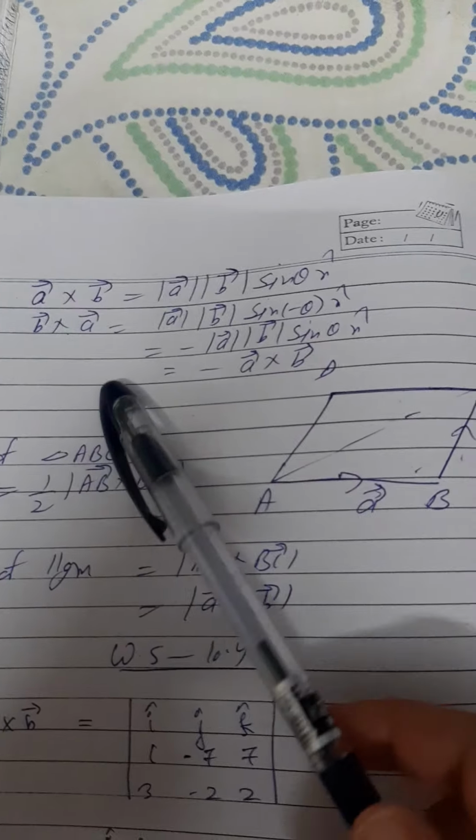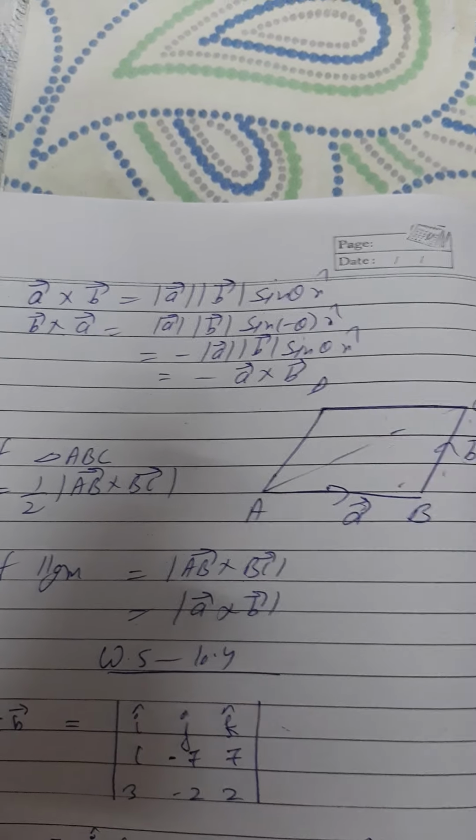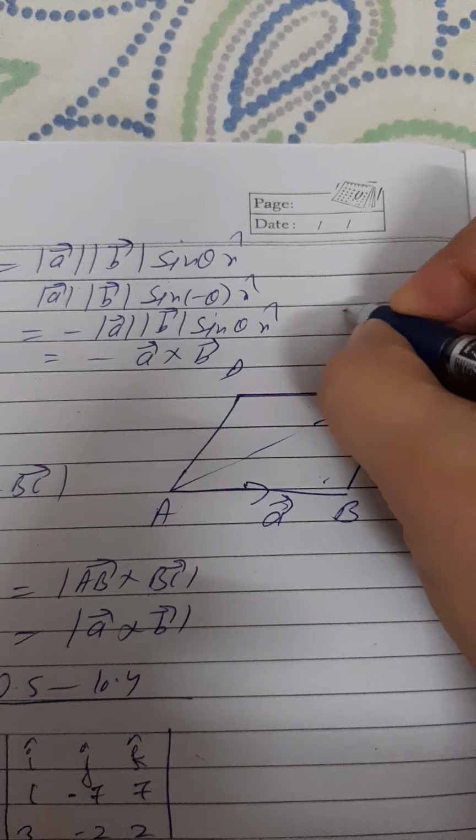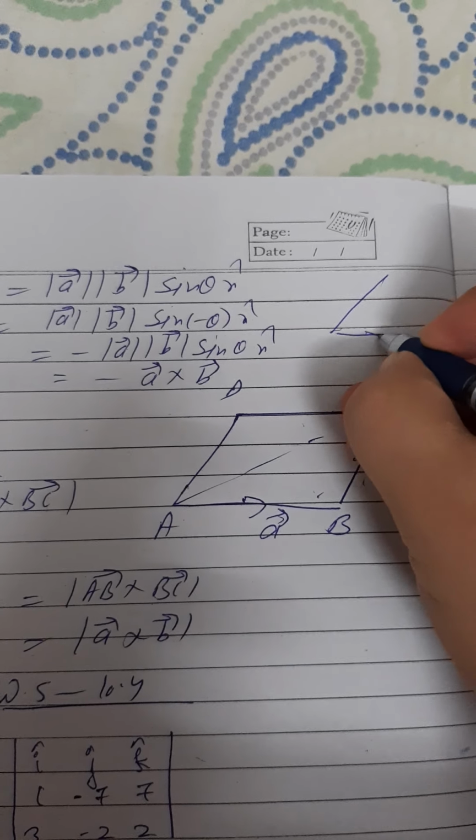Okay, now if we write A cross B, it is magnitude of A into magnitude of B into sine theta, where theta is the angle between A and B, and theta is measured from A to B.